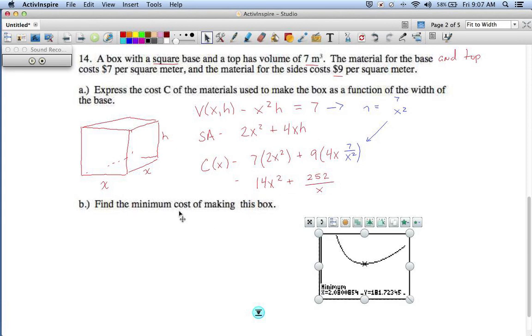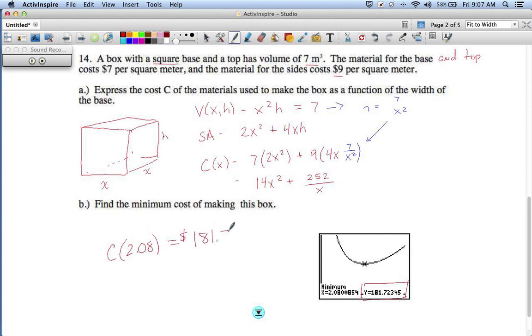So find the minimum cost of making this box. This is the x value, which is the dimensions of my base. And this is my cost. The cost when x is 2.08 is $181.72. That is one heck of a box.